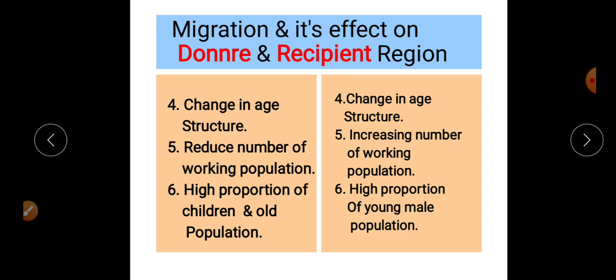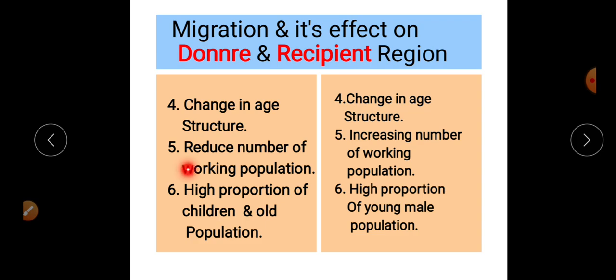The fourth effect of migration in a donor region is a change in age structure. Due to the young male migration, the age structure of this region is changed. Children and old people are high in proportion in this region. And in the urban center, there is also a change in the age structure. The young population increases compared to children and old people.